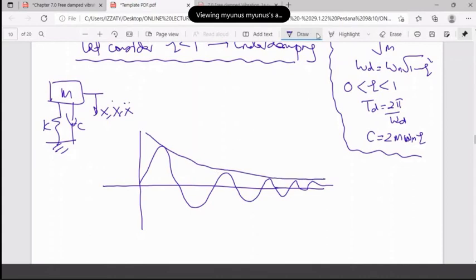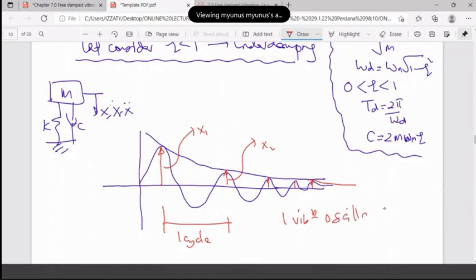Then when you look at here, I'm going to measure the amplitude until it reaches 0 here. Amplitude, we call one cycle. Let's put this one as x1, this one as x2. So one cycle, or perhaps we call it one vibration oscillation, is equal to 2 amplitudes. Remember that. One vibration oscillation or one vibration cycle is equal to 2 amplitudes. Look at the one cycle, 2 amplitudes, x1 and x2.